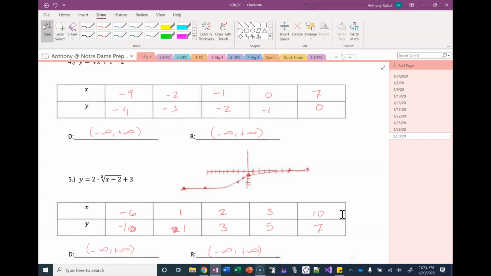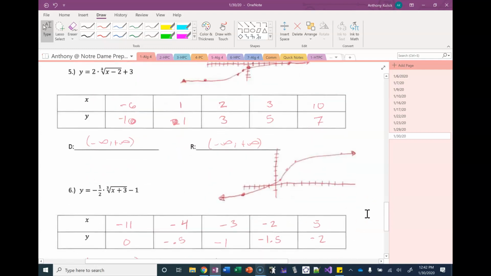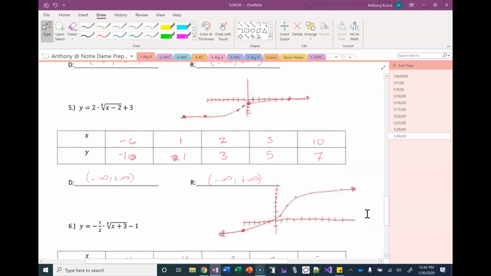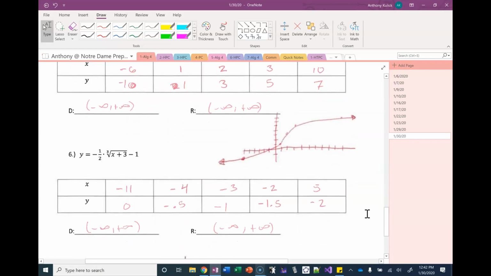Yeah, the cube root. Yes, for all cube root functions, the domain and ranges are all the same. That is correct. So that's a good question, a nice observation. You definitely would want to remember that. That makes life quite easy to deal with. And we'll scroll down a little bit more. So here's 5 and 6.